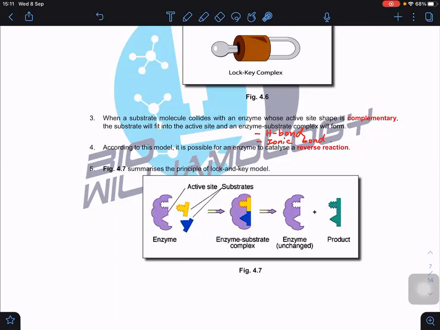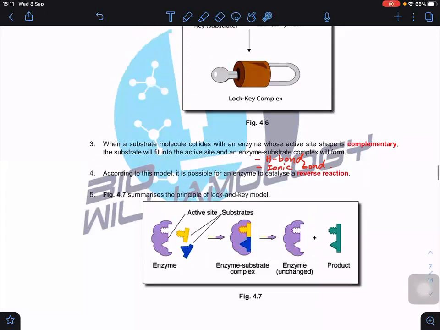Because why? If you look at the diagram here, the shape of the active site and the shape of the substrate are complementary. But when you look at the shape of the product and the shape of the enzyme active site, they are also complementary. So it means that in this model, we actually think that it is possible for the enzyme to catalyze the reverse reaction. So it means the formation of the bond, and also the reverse process, is possible because they are exactly complementary. Are you clear?